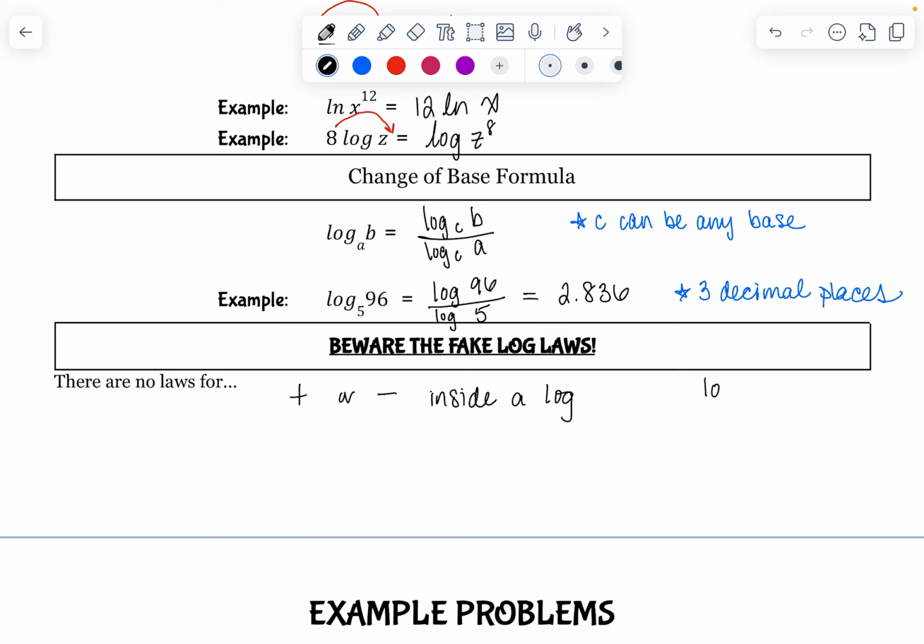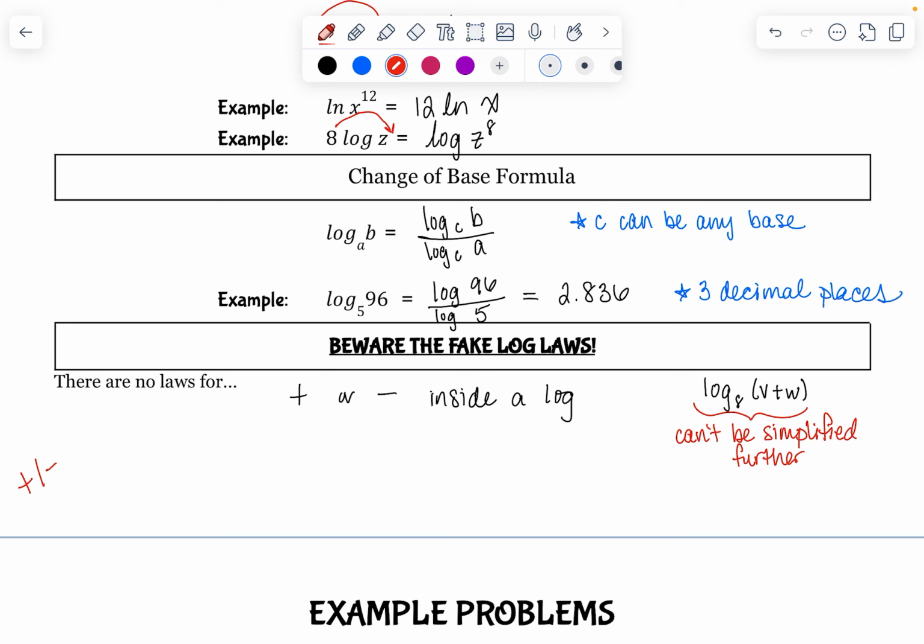So for example, if we have log base 8 of v plus w, I cannot simplify that. I cannot expand it any further. I cannot condense it any further. And so that would just be my answer. So I want to make a little note here. So that cannot be simplified further.